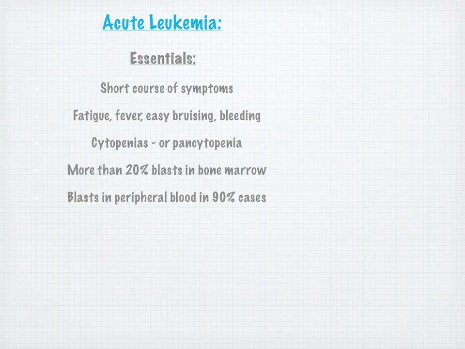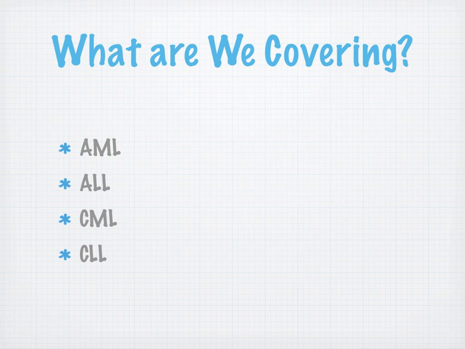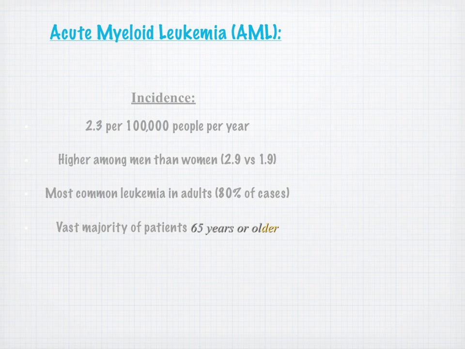So the essentials of acute leukemias in general, we have a short course of symptoms, but we do have some symptoms. So we have fever, fatigue, easy bruising, and bleeding. We may have cytopenia or pancytopenia, but you're not going to wake up and say, oh, I think I have pancytopenia today. And you're not going to wake up and say, I think I have 20% or more of blasts in my bone marrow. You're going to wake up and say, wow, my gums didn't stop bleeding whenever I floss my teeth, and I've had this weird fever that won't go away, and I'm really super tired. All right, so we're going to cover again AML, ALL, CML, and CLL. So let's start with AML.